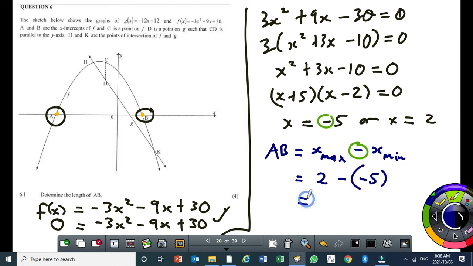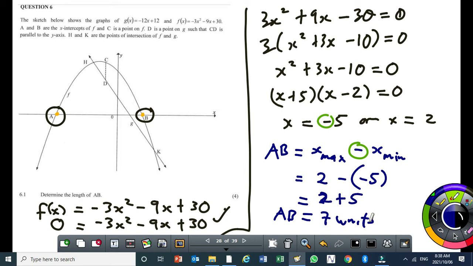Remember, it's a distance. Therefore, the answer has to be positive. You can't get a negative answer. So this becomes 2 plus 5. And that will give you 7 units. If you show all your working out like how I've done it, you are guaranteed your full marks.